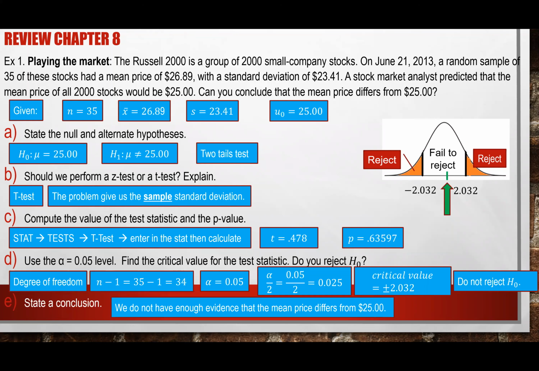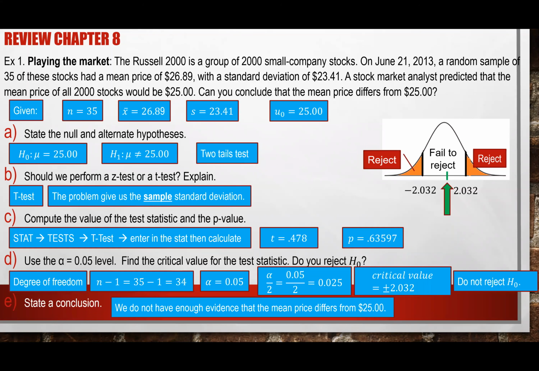We do not say that it's equal to 25. We just say that for now, we don't have enough information that the price is not equal to 25, okay? We have to do more study, right? So again, maybe the stock in there has some small, some large, but again, we don't know. We just don't have enough evidence right now.